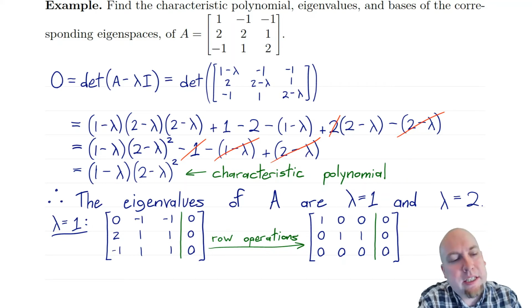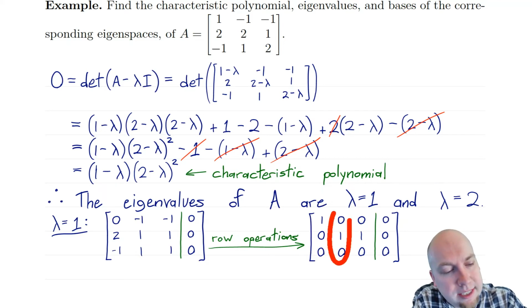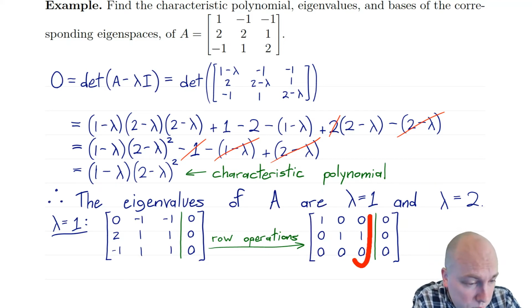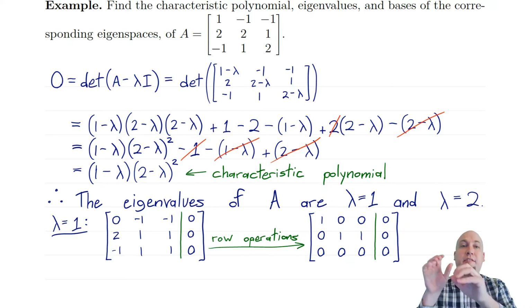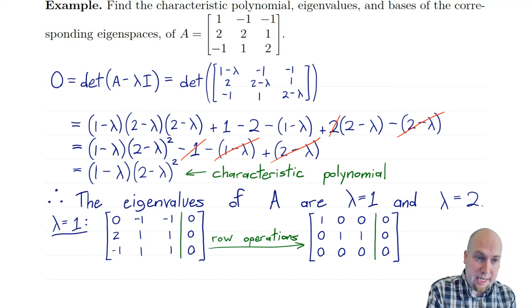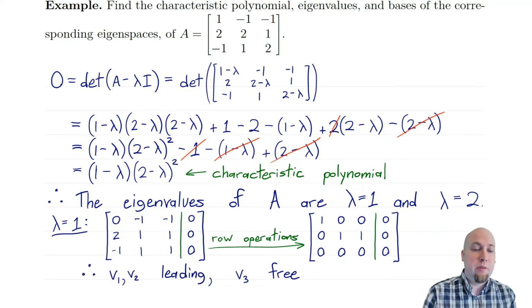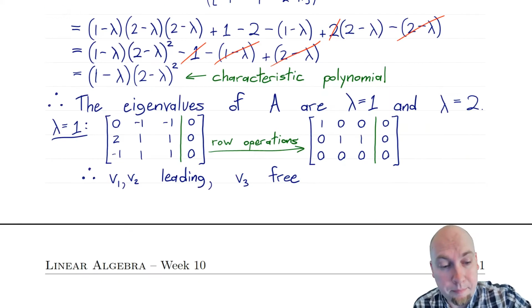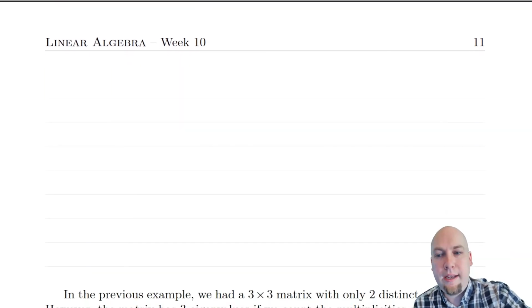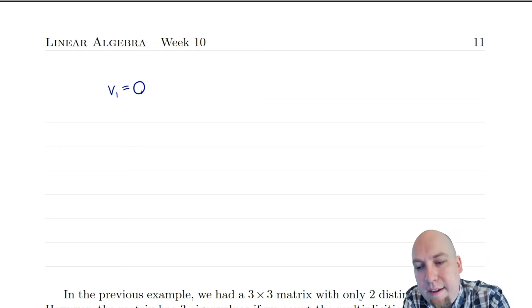Now we look at this reduced row echelon form, and we see there's a leading entry in the first column, there's a leading entry in the second column, but there's no leading entry in the third column. So that means v1 and v2, the first 2 entries of the eigenvectors, are leading, whereas v3, the third entry of that eigenvector, is free. It can be anything it wants to be. So v1, v2 are leading, but v3 is free. And then we can look at this reduced row echelon form and figure out what those entries of the eigenvector have to be as well.